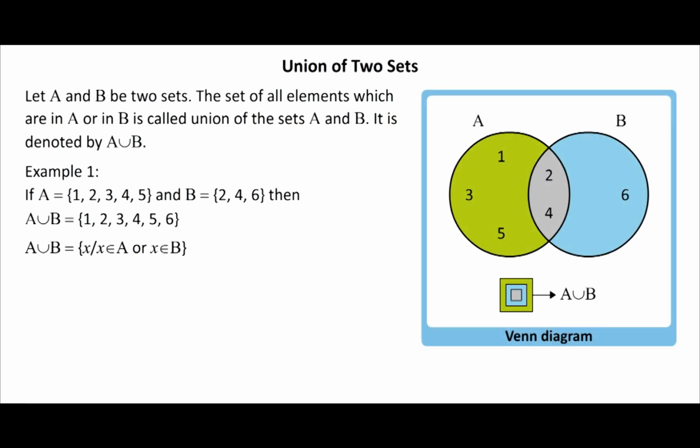This can be represented by using the Venn diagram as shown. In the given Venn diagram, the green colored portion represents only A and the blue colored portion represents only B, and the grey colored portion represents the common part of set A and B. A union B contains the elements in all the three colors together.